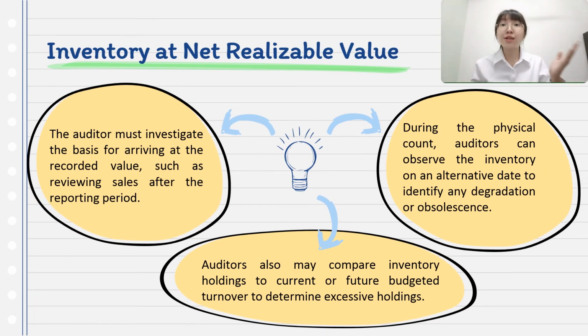Secondly is inventory at net realizable value. To ensure that inventories are recorded at net realizable value, the auditor must investigate the basis for arriving at the recorded value, such as reviewing sales after the reporting period. During the physical count, auditors can observe the inventory on an alternative date to identify any degradation or obsolescence. Auditors also may compare inventory holdings to current or future budget turnover to determine excessive holdings.